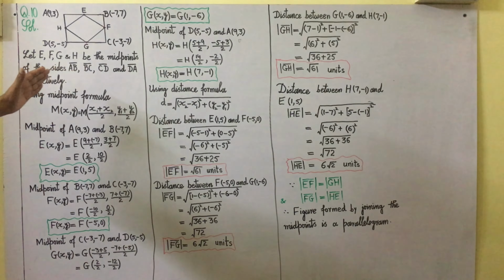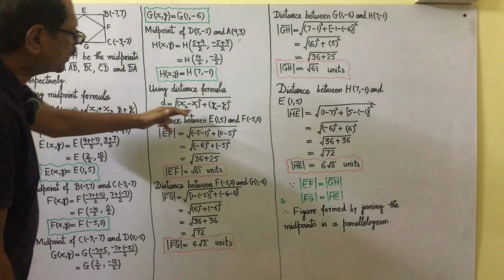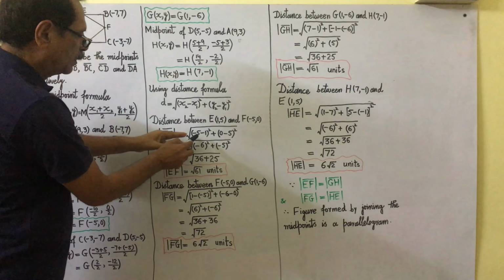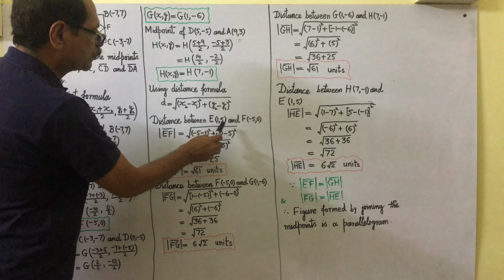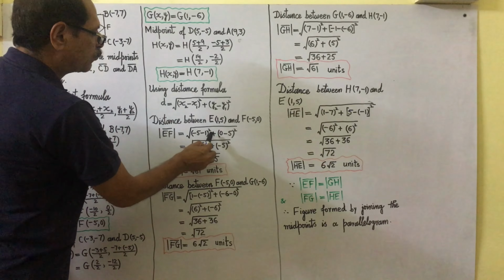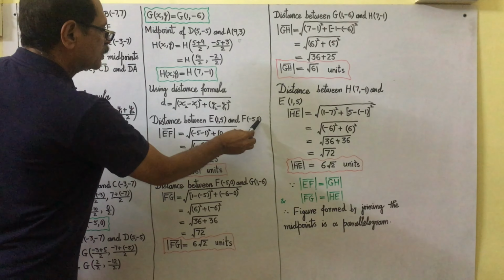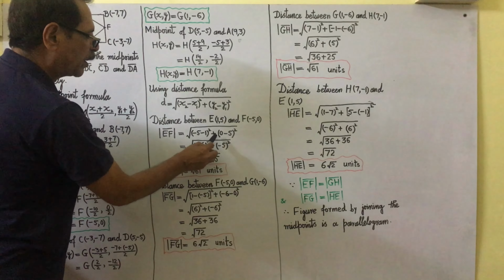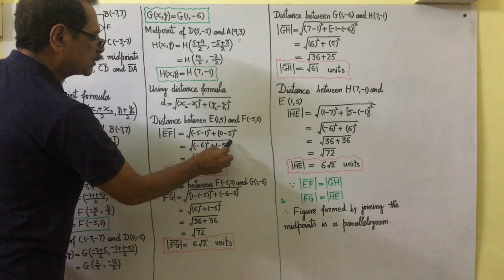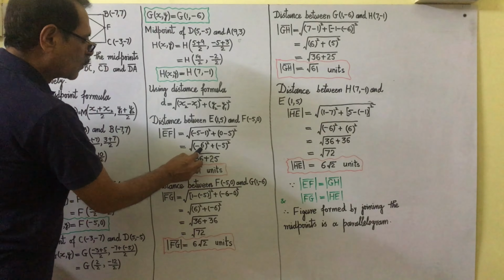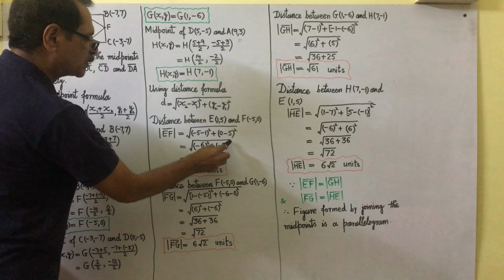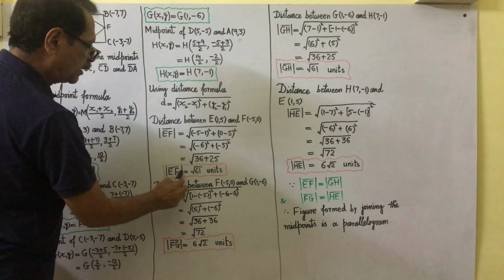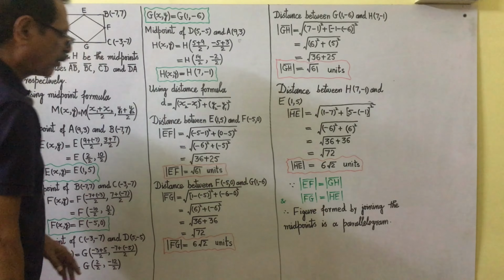Now we find, by applying the distance formula, the distance between E and F. This is the square root of (x2 minus x1) whole squared plus (y2 minus y1) whole squared: (-5 minus 1) squared plus (0 minus 5) squared. -6 squared is 36 plus -5 squared is 25, 36 plus 25 is 61. So EF is square root of 61 units.